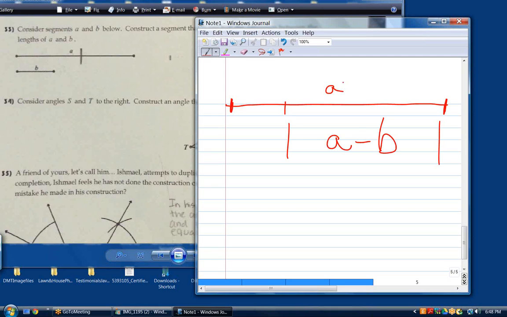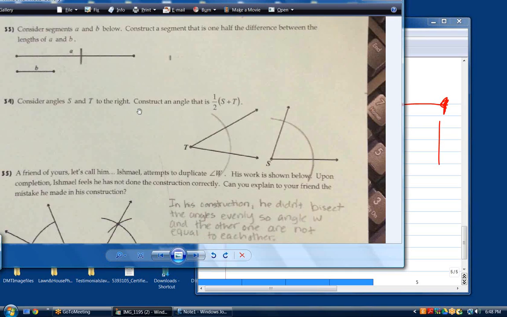Now you do this. Putting your point there, drawing an arc, putting your point there, drawing an arc. Like I said, the only thing you have to make sure of is that you're more than halfway. Otherwise, you won't get an intersection. Yeah, exactly. Okay, cool.